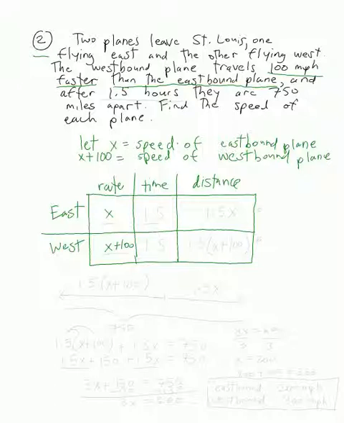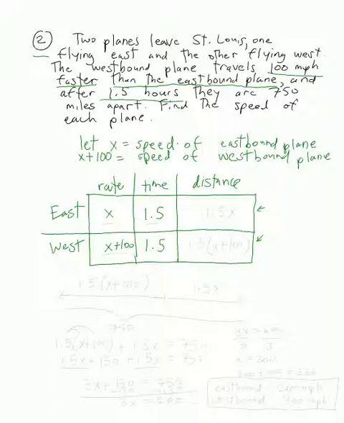Remember though, we need to fill out the second column too. Notice it says that after 1.5 hours, they're 750 miles apart. That means that they each traveled for 1.5 hours. So I'm going to put 1.5 here and 1.5 here. Now for distance, don't be tempted in writing 750 either here or here. That would be wrong, because that would be saying that they each traveled 750 miles, and they didn't. It says that that's how far apart they are at the end. So we cannot use that information yet.